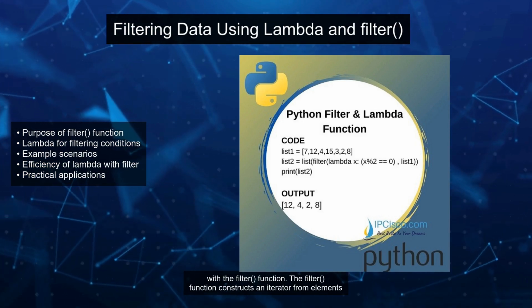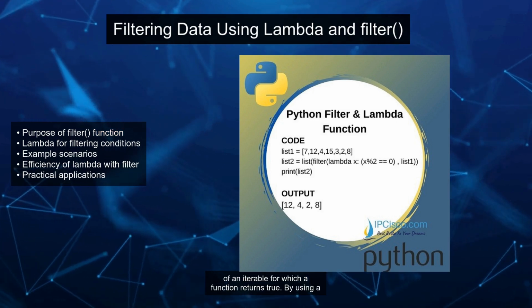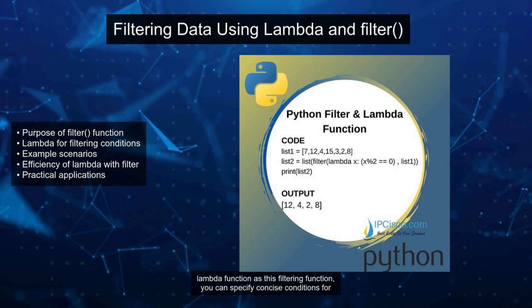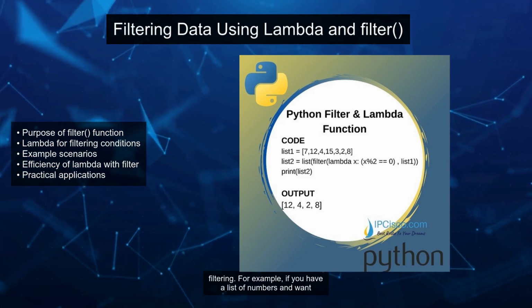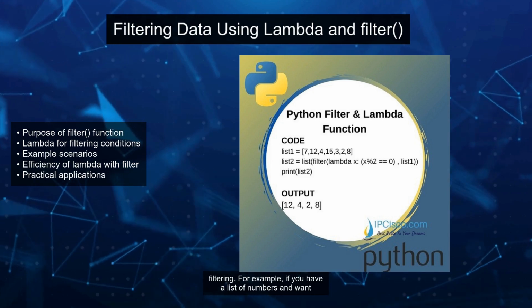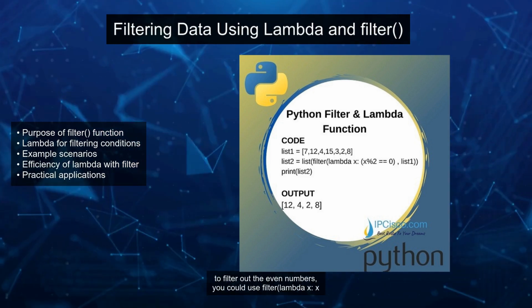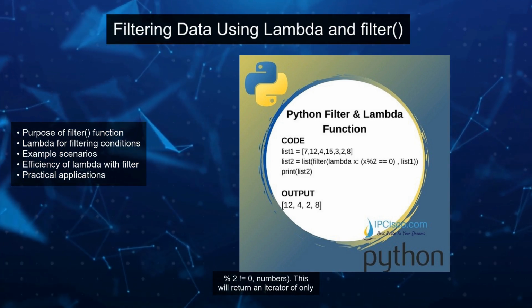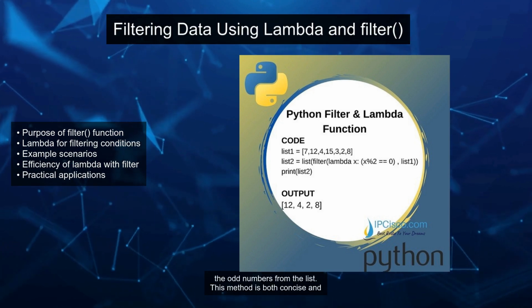Filtering data is another area where Lambda functions shine, especially when used with the filter function. The filter function constructs an iterator from elements of an iterable for which a function returns true. By using a Lambda function as this filtering function, you can specify concise conditions for filtering. For example, if you have a list of numbers and want to filter out the even numbers, you could use filter(lambda x: x%2 == 0, numbers). This will return an iterator of only the odd numbers from the list.